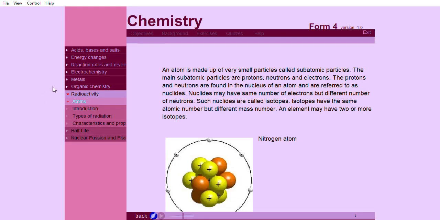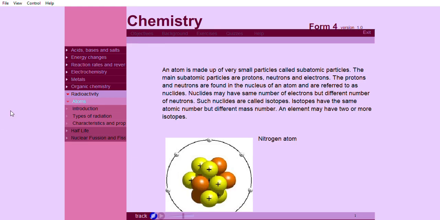An atom is made up of very small particles called subatomic particles. The main subatomic particles are protons, neutrons, and electrons. The protons and neutrons are found in the nucleus of an atom and are referred to as nuclides. Nuclides may have the same number of electrons but a different number of neutrons.